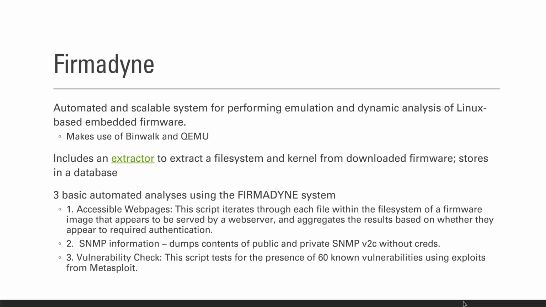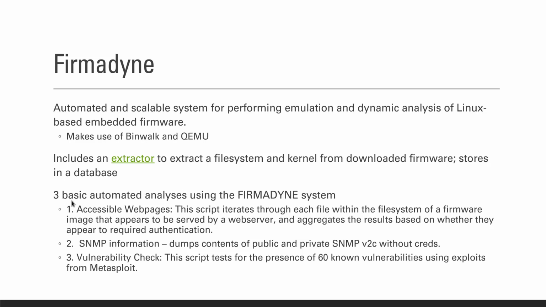The next tool is Firmadyne. Firmadyne is an automated and scalable system for performing emulation and dynamic analysis of Linux-based firmware. It does make use of Binwalk in the background for us and the QEMU virtualization engine. So it's going to extract the file system for us, virtualize the device, and spin it up, and then we can interact with it dynamically.